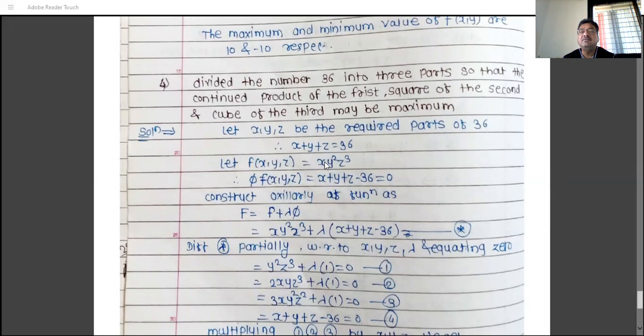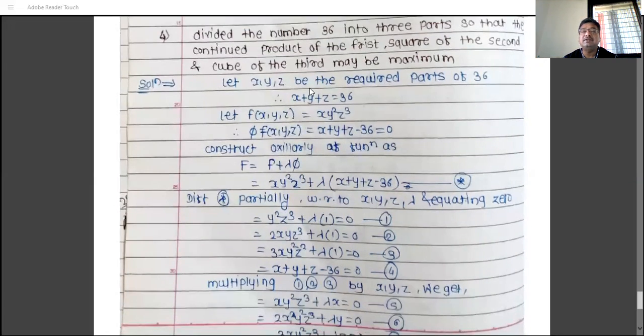Here we have to divide the number 36 so that the continued product of the first, x, the square of the second, y square, and the cube of the third, z cube, may be maximum. That is, we have to find the maximum value of this function, so we denote it by small f(x, y, z), that is x y square z cube.